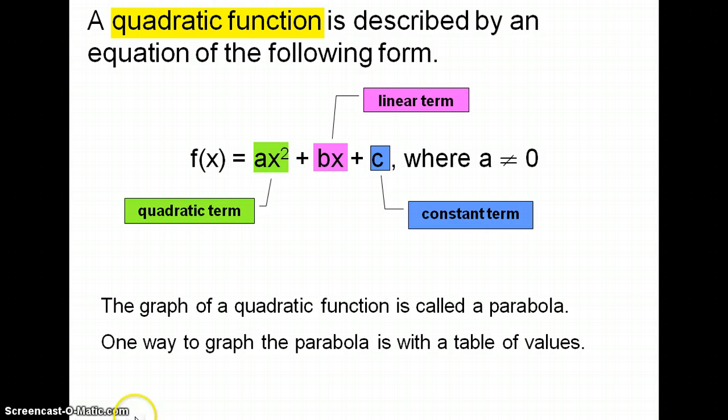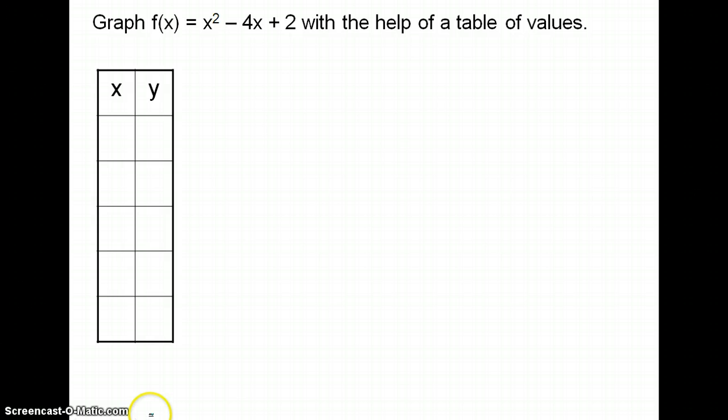The graph of a quadratic function is called a parabola. One way to get the graph of a parabola is to use a table of values. So we're going to start back like we did in grade school when we were graphing lines and just create a table of values. So if we want to graph x squared minus 4x plus 2, we can use a table of values. Now remember, in grade school you could put any numbers you wanted in your table. So we're going to do just like we did in grade school and use these 5.